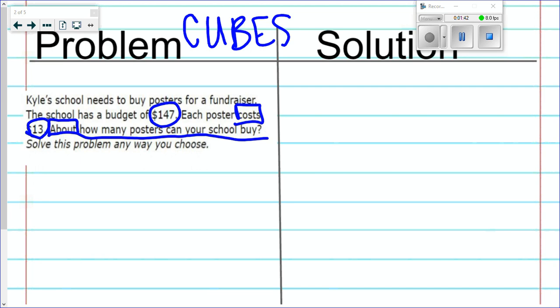So I'm going to stop my explanation. I'm going to give you a moment to work this out. Remember it says about, so this will be an estimated answer and you can solve this problem any way that you choose.